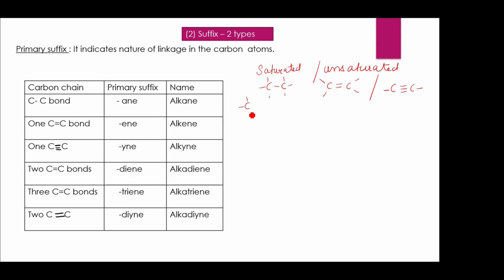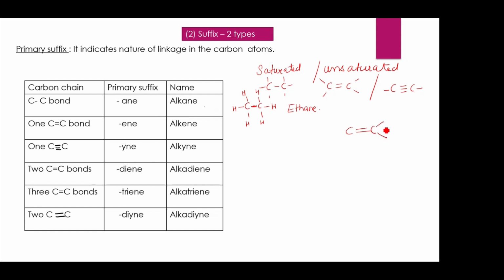For example, alkane. Here 2 carbons are there and 6 hydrogens are there, and C-C is a single bond. So this is an alkane. The word root is eth, so the name is ethane.